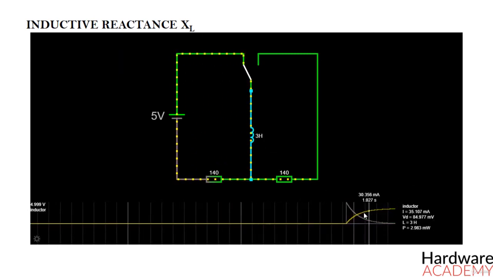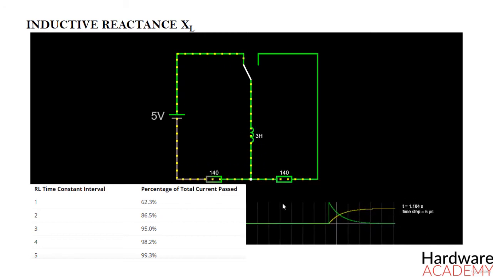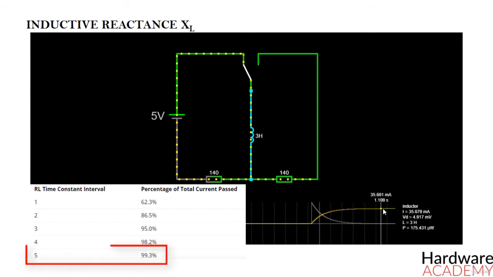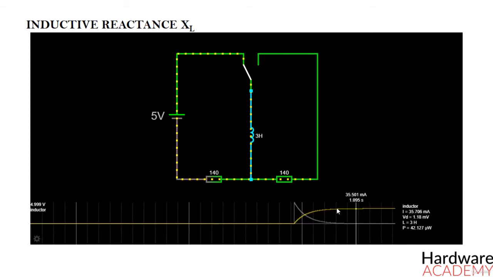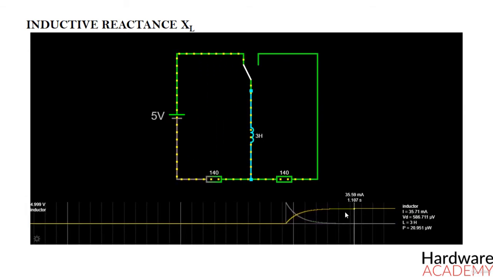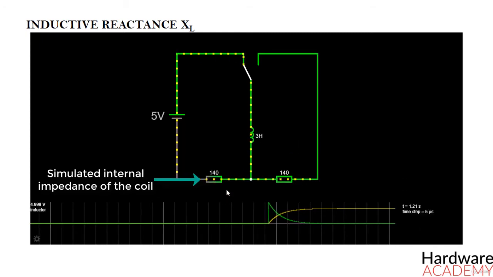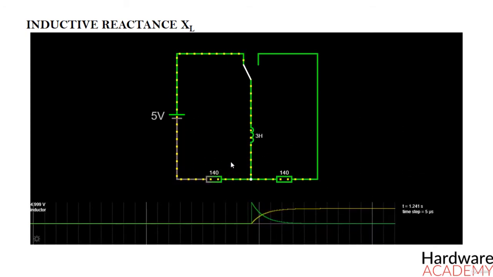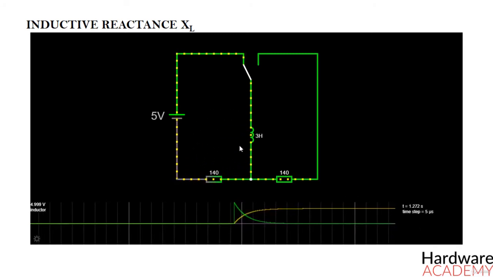Also, we saw that the inductor's current continues to rise until it reaches its maximum steady state condition after 5 time constants. The maximum current flowing through an inductive coil is limited only by the resistive part of the coil's windings in ohms, and as we know from Ohm's law, this is determined by the ratio of voltage over current.